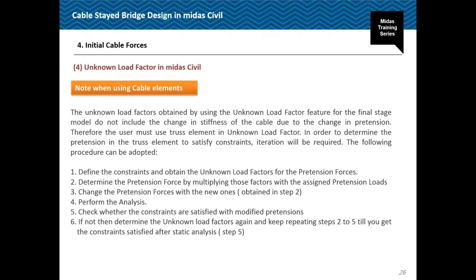This is a similar note that you can check later. This is the same concept I just explained. If we cannot find the desired unknown load factor, then firstly we can enter the proper constraint condition and then try to find the first set of the unknown load factor. After that, apply that pretension to our model, and then we can repeat entering the additional constraint condition in order to find the satisfied constraint condition in the model. So we can repeat the procedure in order to find more satisfying results.